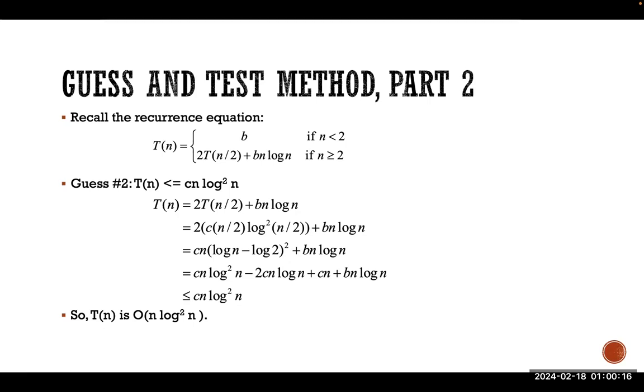The second case is T of n should be less than or equal to C n log square n. I'm going to substitute this term in T of n. After substituting, I will be getting 2 times C of n by 2 log square n by 2 plus B n log n. After solving this, I'll be getting less than or equal to C n log square n, which satisfies the condition. And the time complexity of this term is order of n log square n.